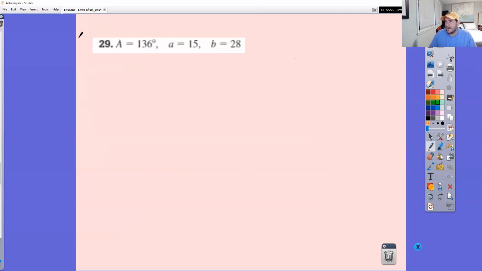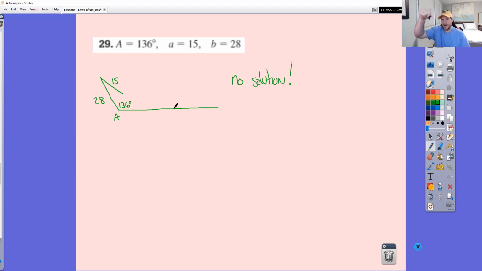Okay, 136. I think we talked about this. This is no solution. Because if you give me that obtuse angle, that's A, and then you tell me that side B is 28, and then you tell me to stick a 15 unit long thing on the end of it, not going to happen. No solution. So that's like case 5. It's way down on the list. I'm not going to go back to it.